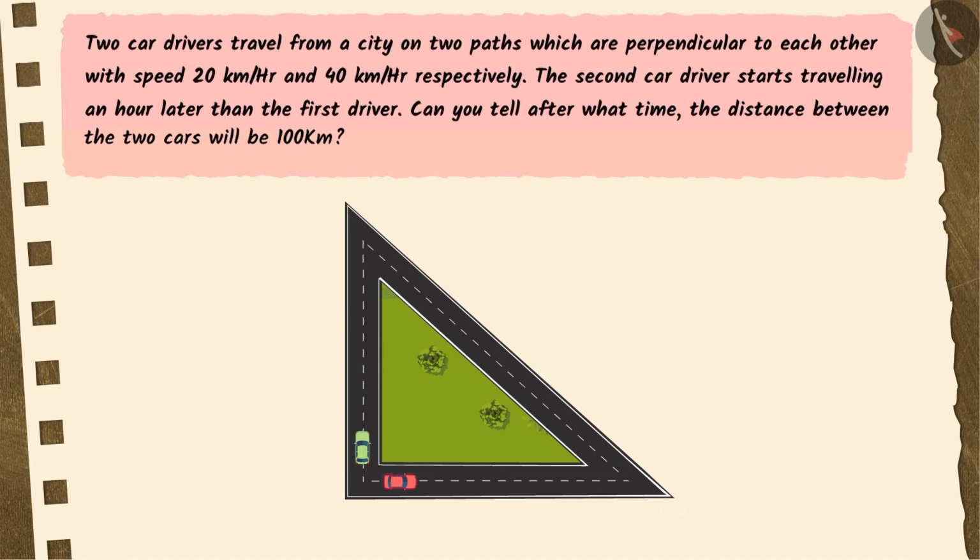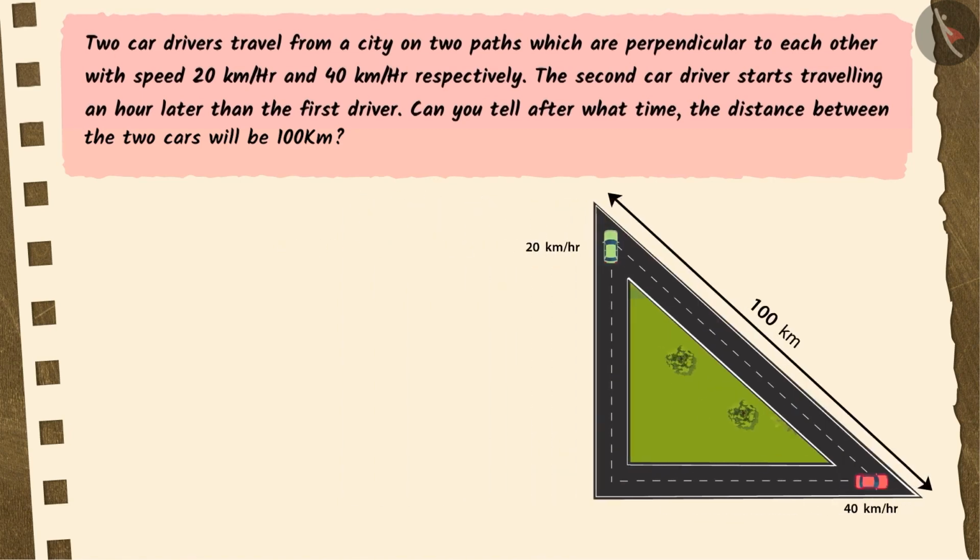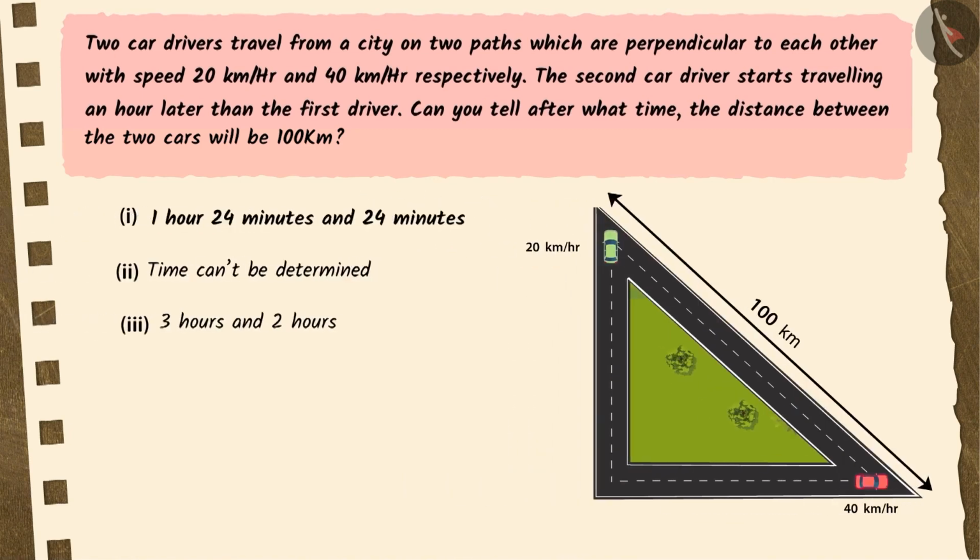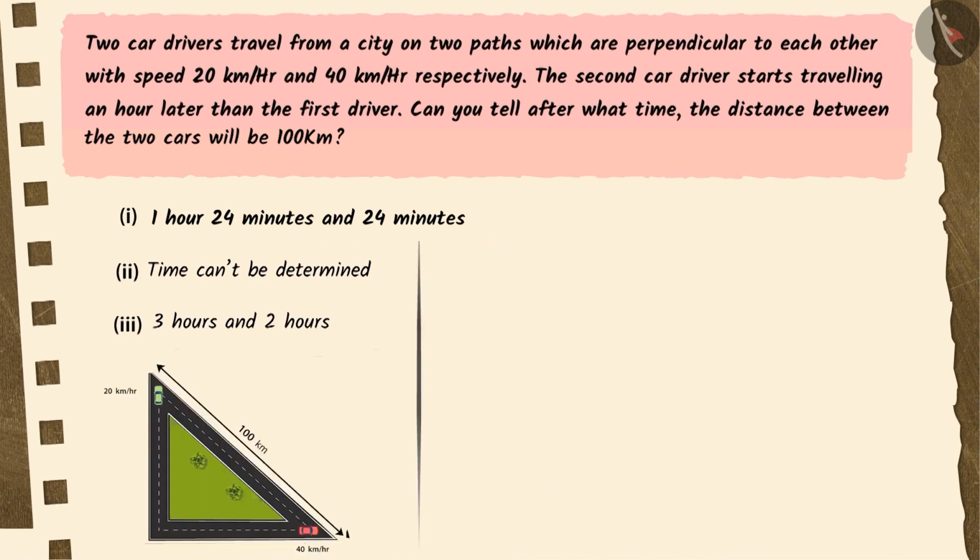Two car drivers drive on two perpendicular paths from a city at 20 kilometers per hour and 40 kilometers per hour respectively. The second car driver starts the journey an hour later than the first. Can you tell after how long the distance between the two will be 100 kilometers? Pause the video while solving the question and then match your answer.